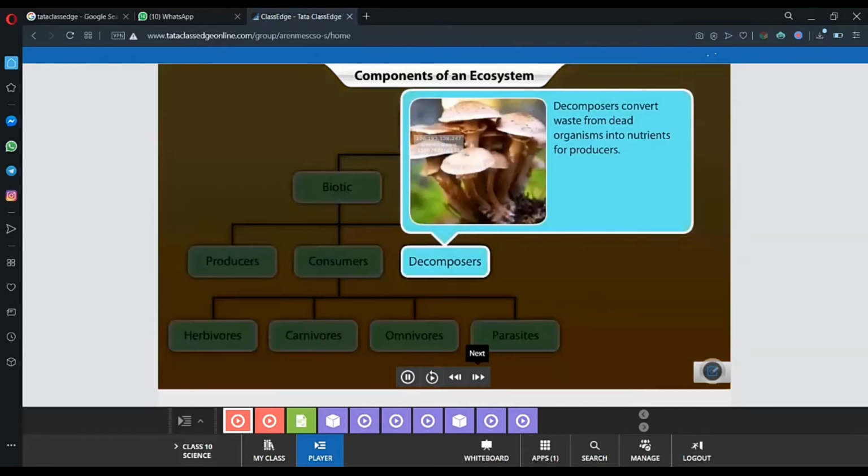Some organisms break down the complex organic substances found in dead remains and waste material into simpler substances. These substances then mix with the soil and are available as nutrients to the plants again. These organisms are called decomposers. For example, fungi, bacteria, insects, and some worms are decomposers.